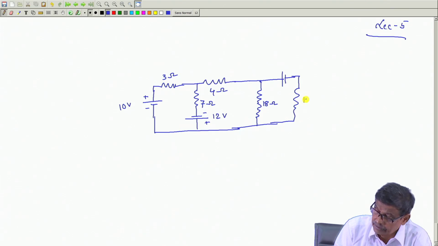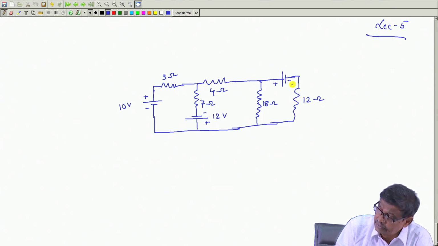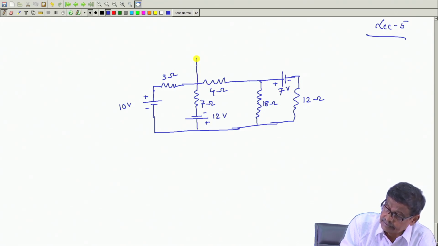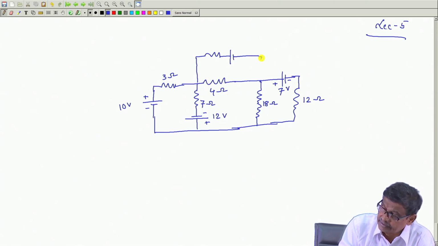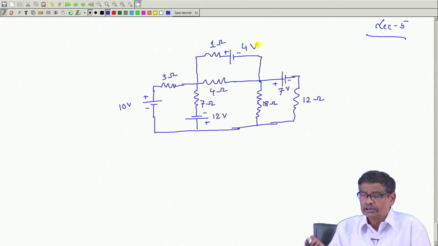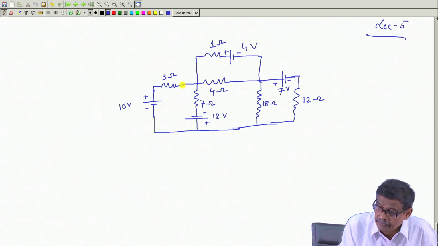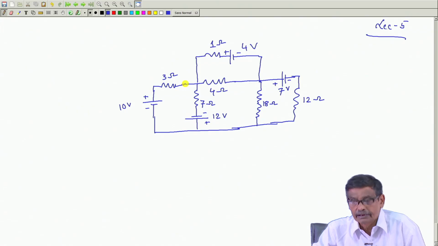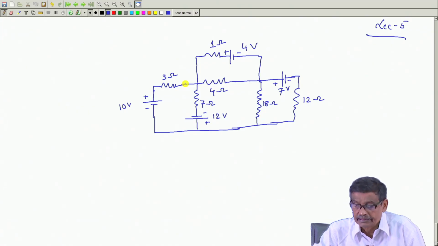which is 12 ohm, and here is a voltage 7 volt, and here is another branch, say 1 ohm, and this is say plus minus 4 volt. Suppose this is the network, all the currents are to be found out. Now, since I know mesh analysis, I will try to apply that.